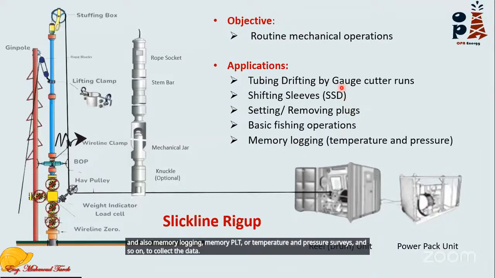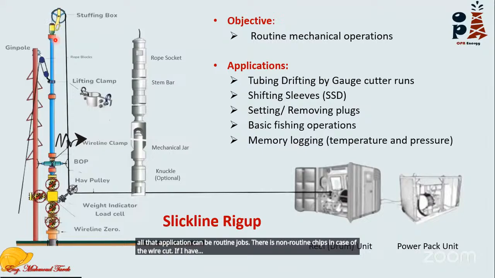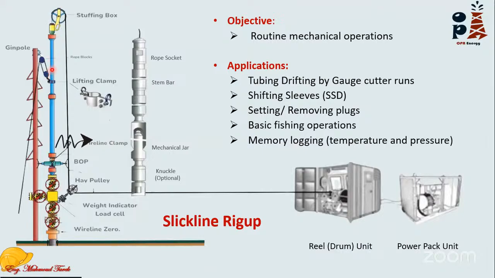All those applications can be routine jobs. There are non-routine jobs in case of a wire cut. If I have a wire cut with my PHA down in the well, I can fish the Slickline by using another PHA, but connected to special tools. This is called a fishing operation, which is a very, very important application in case of a wire cut.